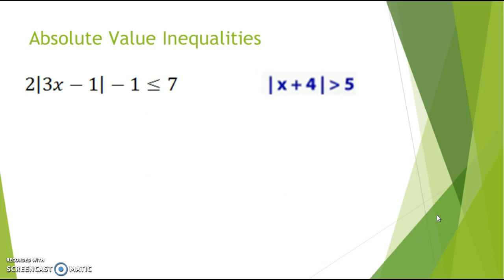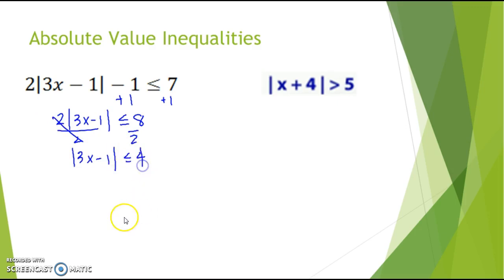Then we looked at absolute value inequalities. So we're going to take what we just talked about with absolute value equations and merge it together with our inequalities. So for the first one, same rules apply. I can't do anything until I've got this absolute value by itself. So I'm going to add 1. So 2 times the absolute value of 3x minus 1 is less than or equal to 8. And then get rid of my 2 by dividing. So the absolute value of 3x minus 1 is less than or equal to 4.